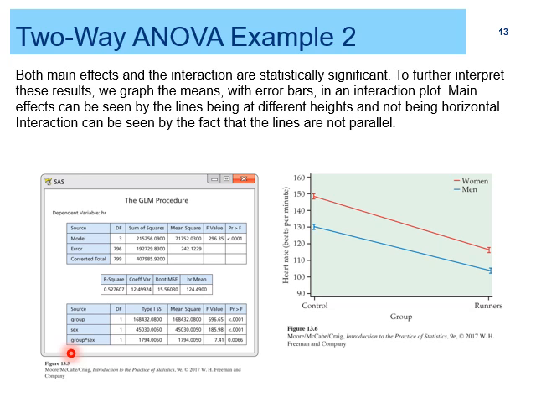To further interpret these results, we graph the means with error bars. In an interaction plot, main effects can be seen by the lines being at different heights and not being horizontal. Interactions can be seen by the fact that the lines are not parallel.